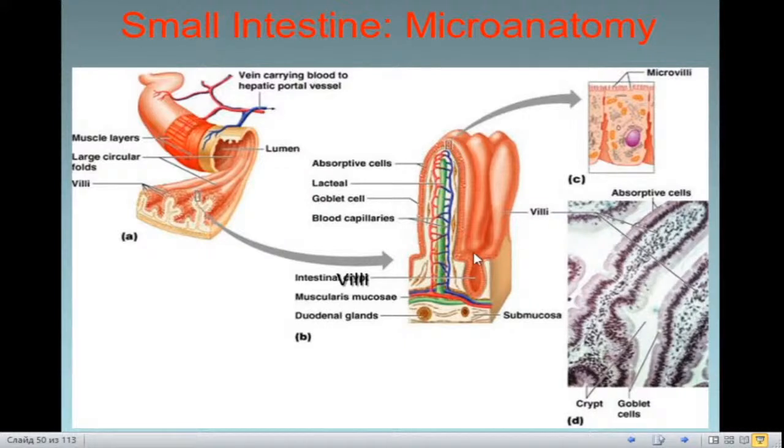Here again the villi structure of the small intestine is shown. Because it absorbs fats, as I said before, inside it, apart from capillaries and venules, it has a lymphatic capillary, which will absorb fat and fat-soluble substances.